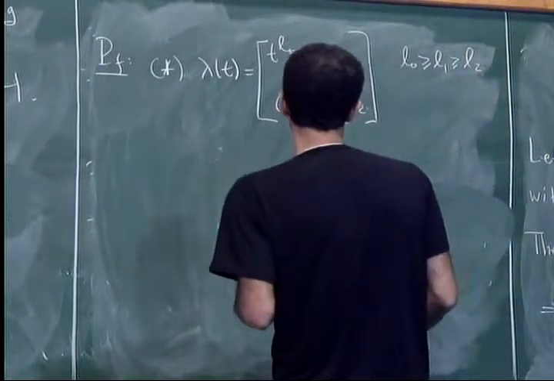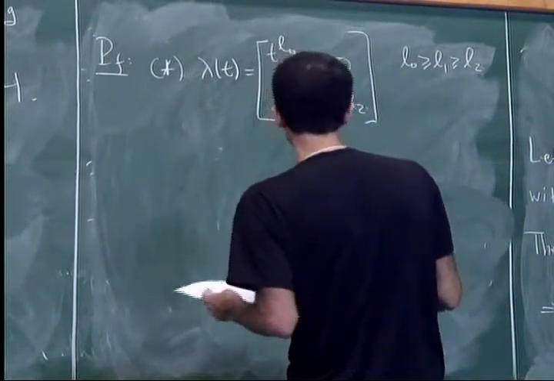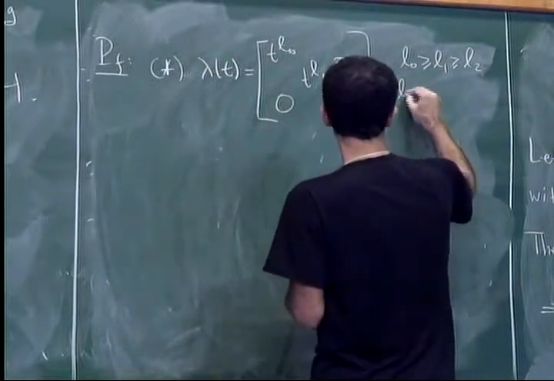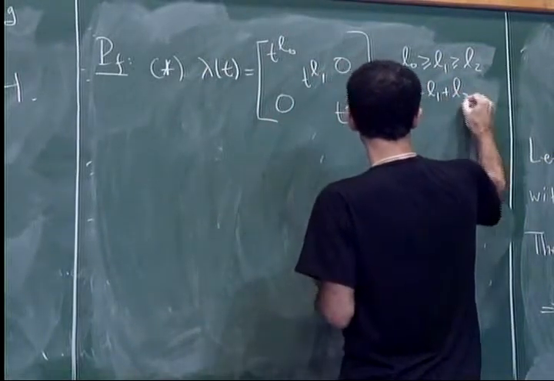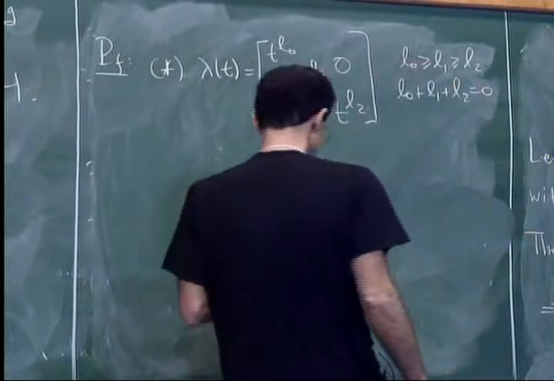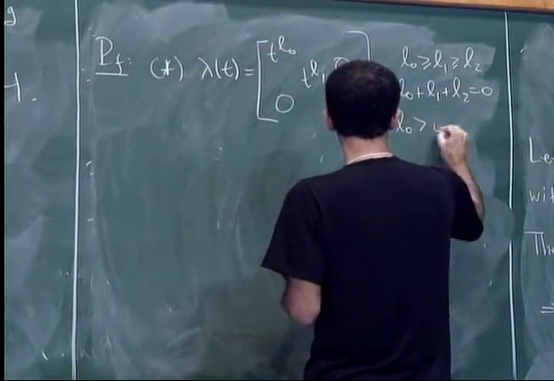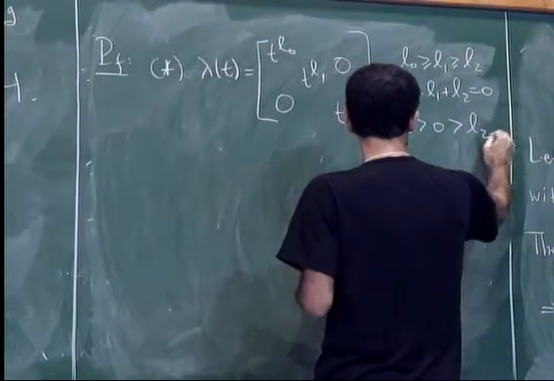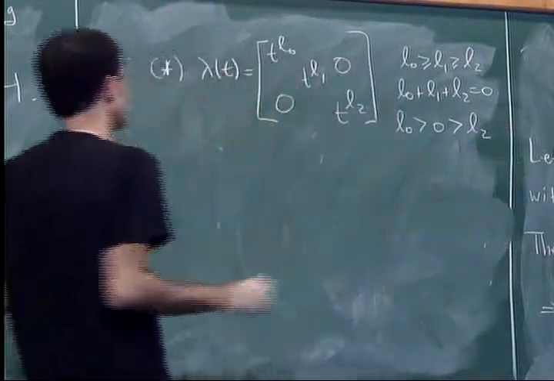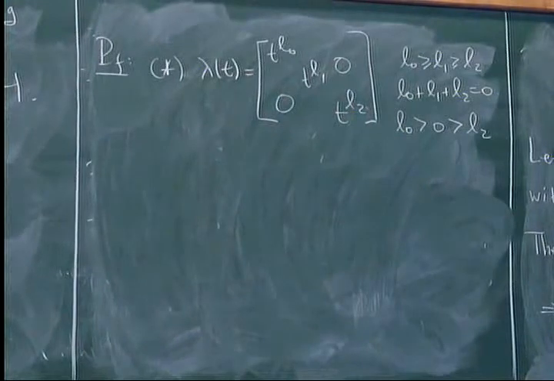It must be a one-parameter subgroup of SL(V), so we need the sum to be 0. Right? And then what you see is that L0 has to be positive, and L2 has to be negative, and no conditions on L1 necessary. Okay? So the third condition follows from the first two.